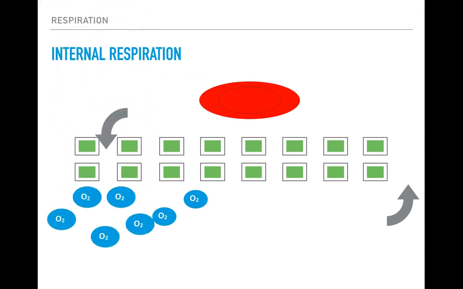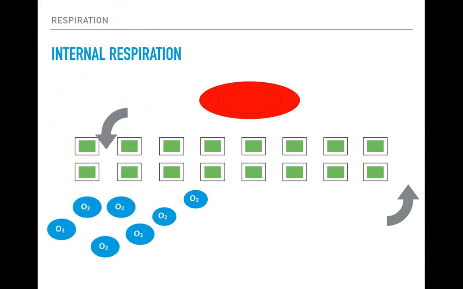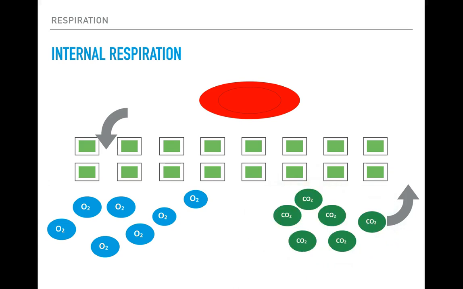In the same manner, there is a difference in the concentration gradient of carbon dioxide. The process of cellular respiration, which utilizes oxygen to produce energy, releases carbon dioxide as a byproduct. Because our body's tissues have utilized this oxygen, there is initially a greater concentration of carbon dioxide in the tissues. This is in contrast to the relatively low concentration of carbon dioxide in the red blood cell.